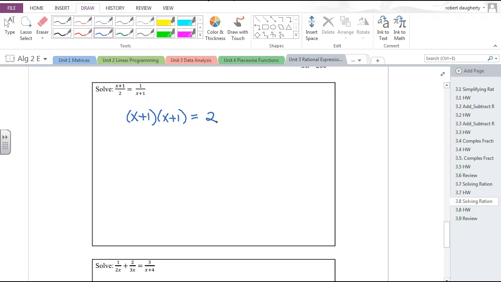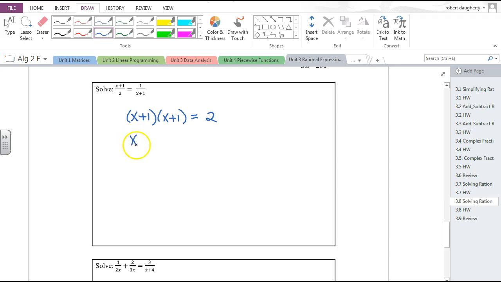You don't multiply this and get x squared plus 1. Does everyone see that? You can't multiply x plus 1 times x plus 1 and get x squared plus 1. That's bad math as well. So what do I do here? There we go. Okay, so what do I do?